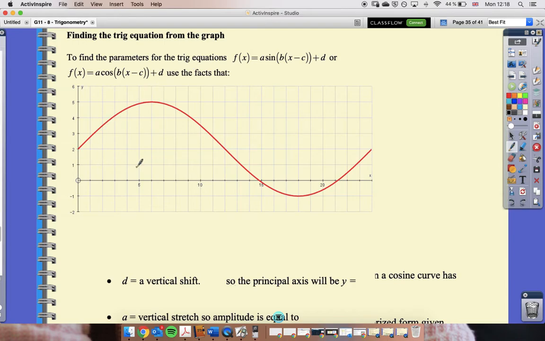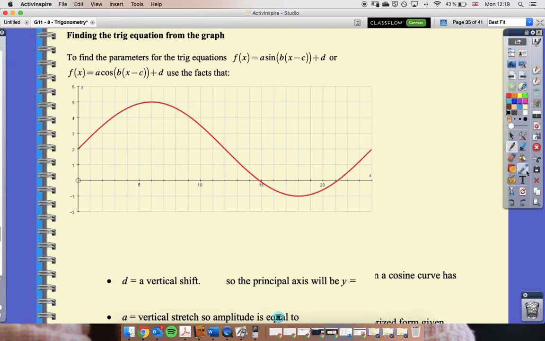So the first thing I always try and do is figure out where my principal axis is. Now, you might be able to do that just by counting, kind of figuring out where the middle between the maximum and the minimum are. I think with nice whole numbers like this we can. Or alternatively, you can think, oh, well, I'll find the midpoint. I'll add 5 and -1 and make 4, and I'll halve it and get 2.